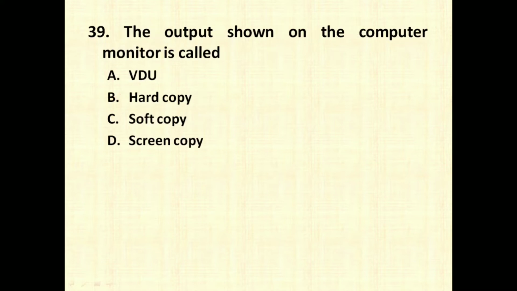The output shown on the computer monitor is called VDU, hard copy, soft copy, screen. Whenever you see an output on the screen, this is called soft copy. Whenever you take a printout of the information or the data, it is called hard copy. And VDU is visual display unit, which is another name of the output device monitor.